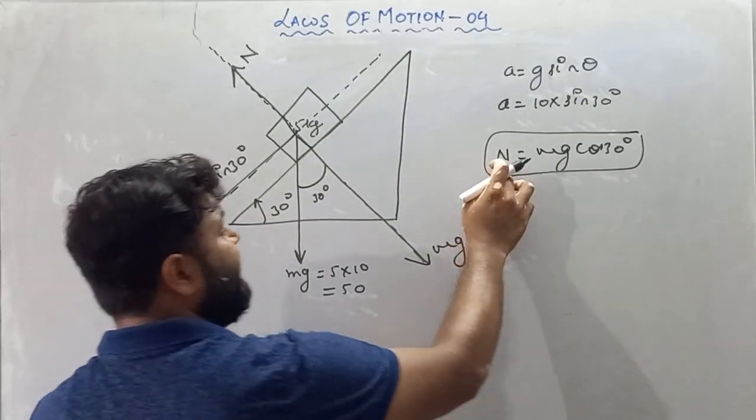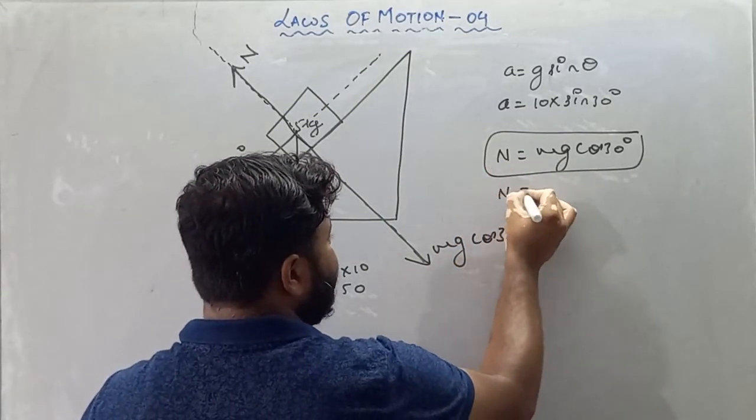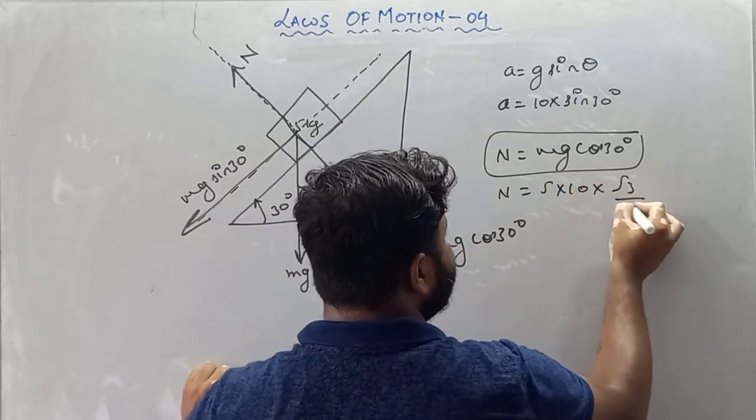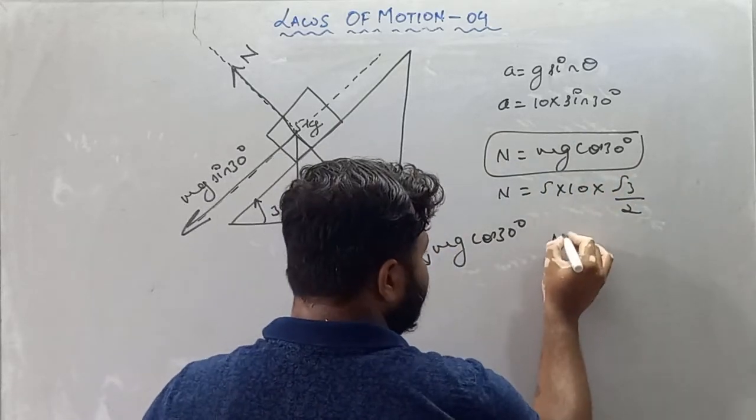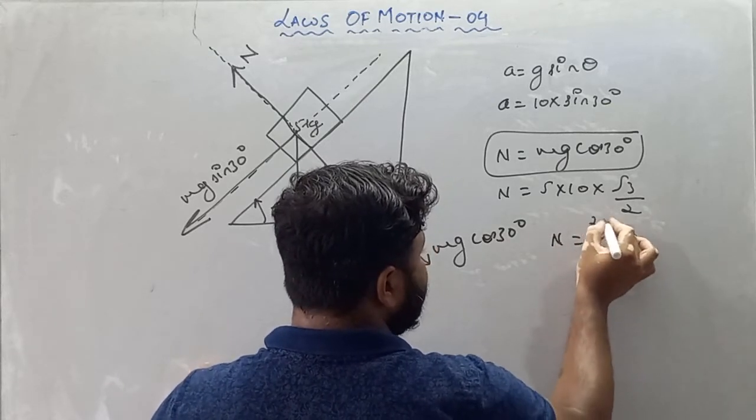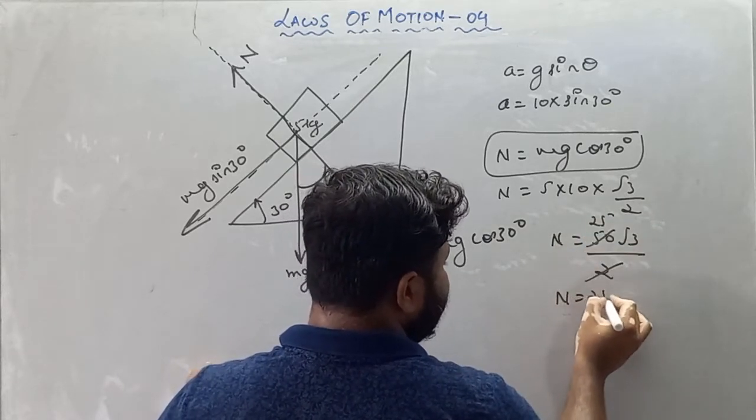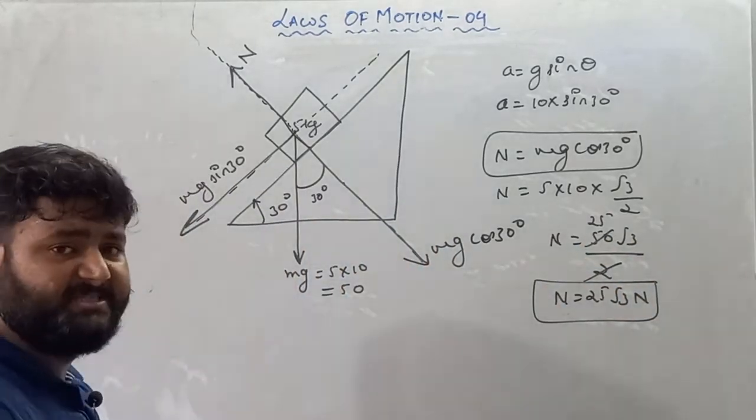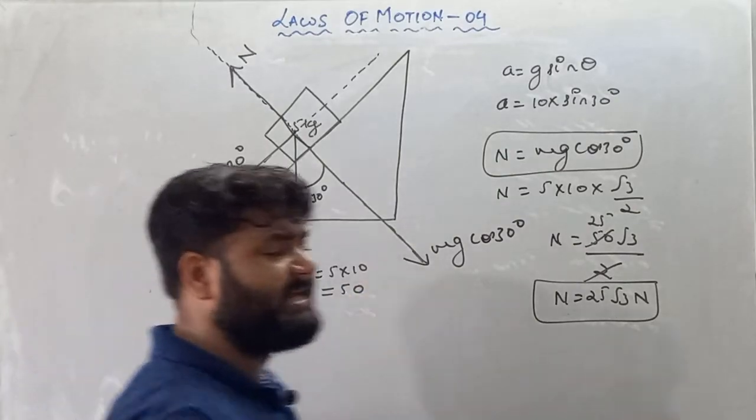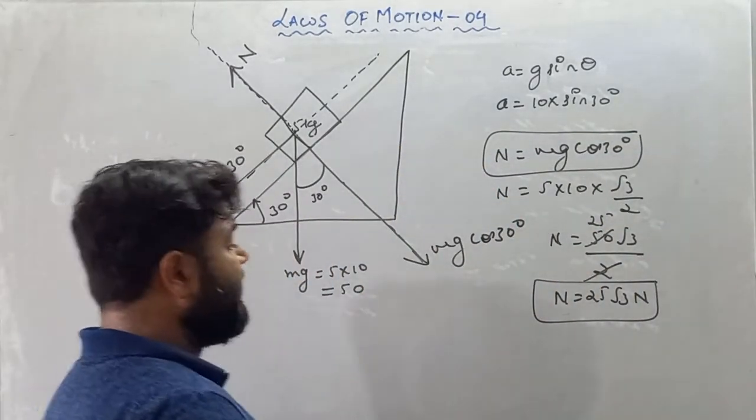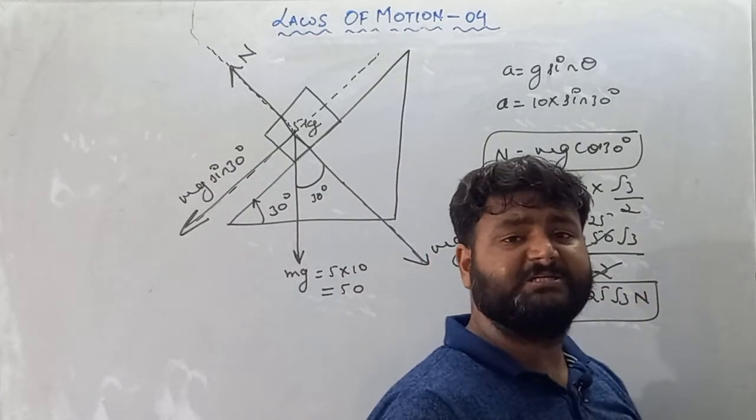If you wish to find the value of normal, you can, because mass is 5, g is 10 and cos 30 is nothing but root 3 by 2. So N becomes equal to 50 root 3 by 2. So it is 25 root 3. So 25 root 3 Newton is your answer for the normal reaction force. If in the question they are asking to find the normal reaction force, this is how you'll get the value of the normal reaction force.